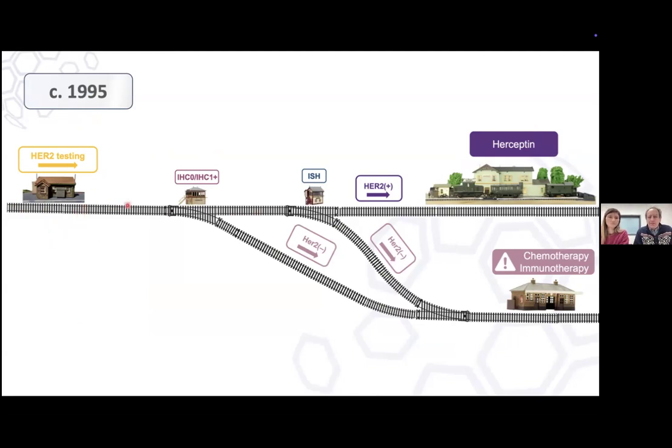There was a starting station. There were some exchange tracks where you needed to recognize 1+ and so on. You needed to understand whether there was a necessity for in situ hybridization. And then the terminal station is HER2 positive, where we can give Herceptin and now other things, or HER2 negative, back to the same chemotherapy, or perhaps more recently immunotherapy.